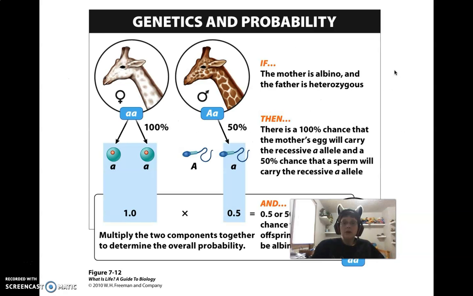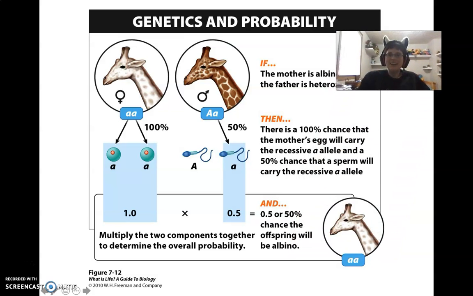And so you're going to set it up as a math problem. So mom, the female, is 100%, or 1 if we convert that to a decimal. And then you multiply that by 0.5, 50% as a decimal, and multiply them together. And that gets you a 50% chance that the offspring will be an albino.